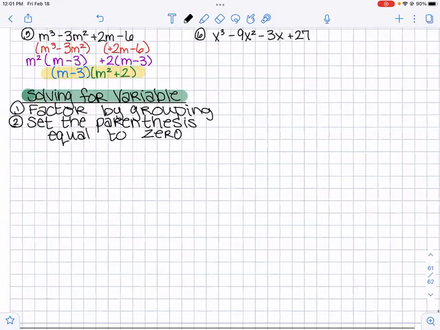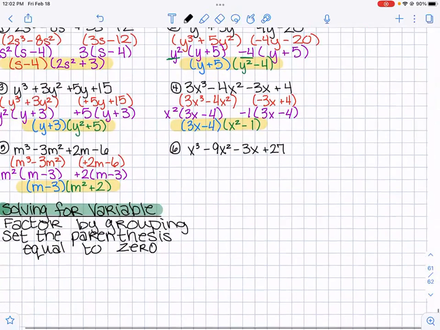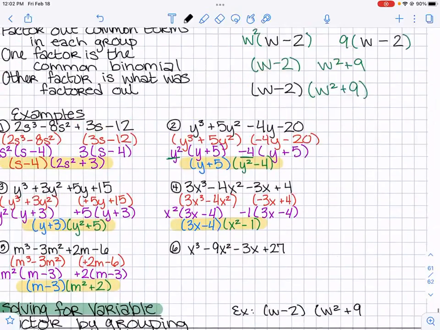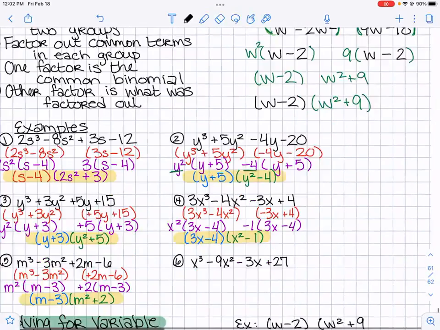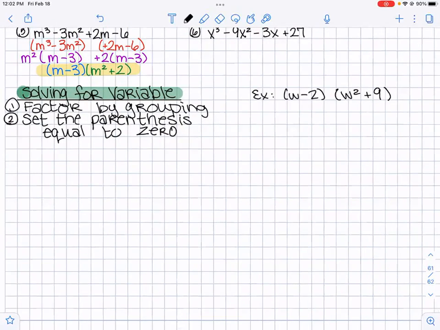Okay, so if we go back and look at our example from yesterday where we got W minus 2 times W squared plus 9. From that, we did the factor by grouping. That's where the example left off yesterday. So from that, we set the parentheses equal to 0. So W minus 2 equals 0, or W squared plus 9 equals 0.